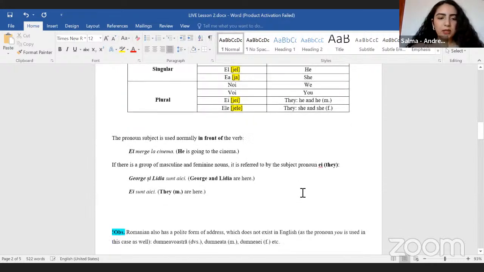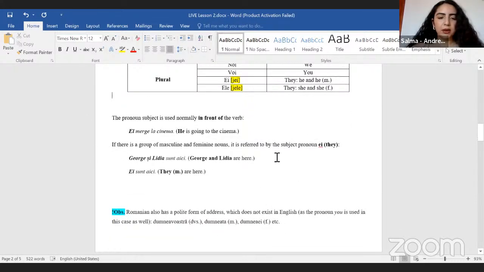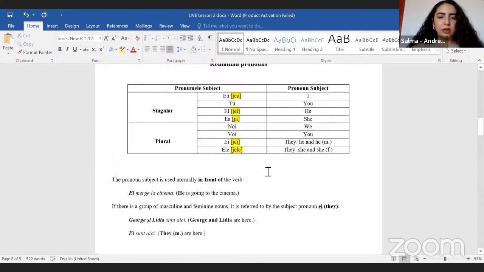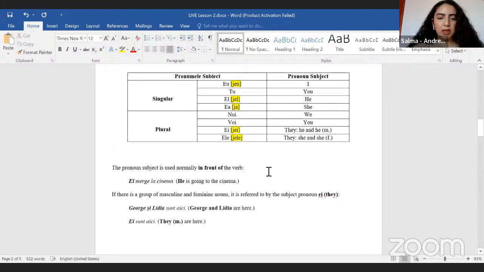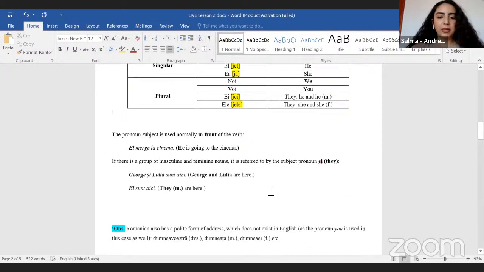Okay, so let's look at the pronouns, and these are the subject pronouns, meaning that they can be used as subjects in a sentence. And the subject in Romanian, as in English, usually sits in front of the verb. There are some exceptions, but this is the normal rule. So we have el merge la cinema. He is going to the cinema.